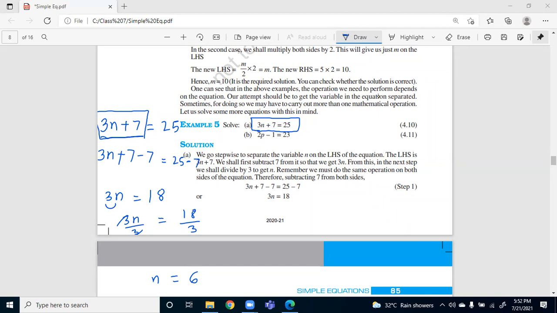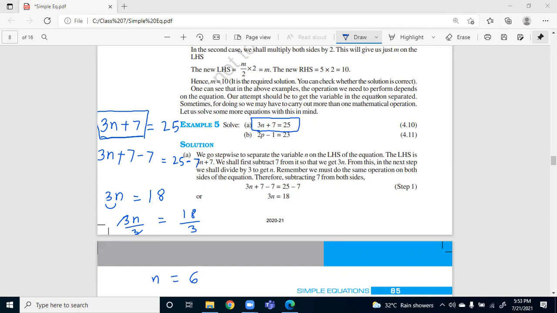Ma'am, if we shift this plus 7 to the RHS, then it would be minus 7, ma'am. Yeah, so that is called rules of transposition that we will be learning in the next exercise. No, ma'am, you are correct. Our school teacher said, ma'am, that then it would be 3n is equal to 18. That would be the same. Yeah, the things are same. You are correct. We can do that with that method also.